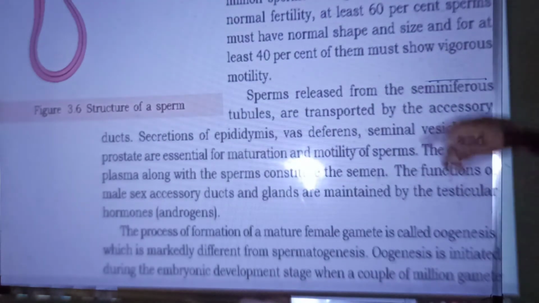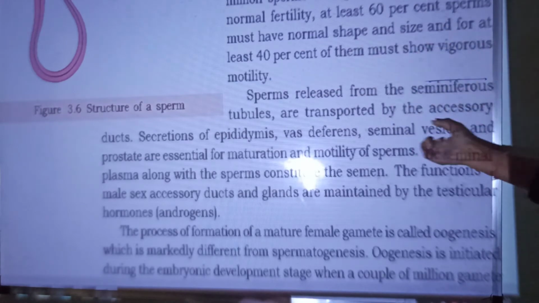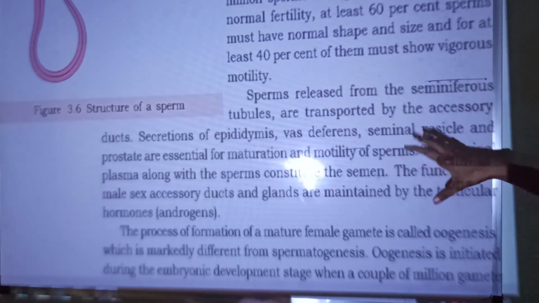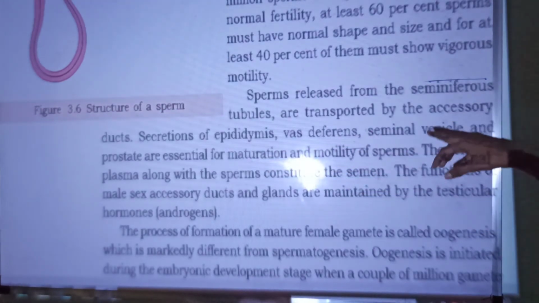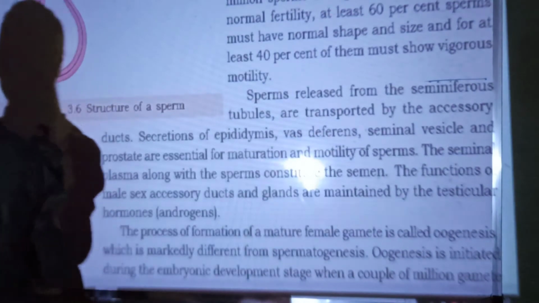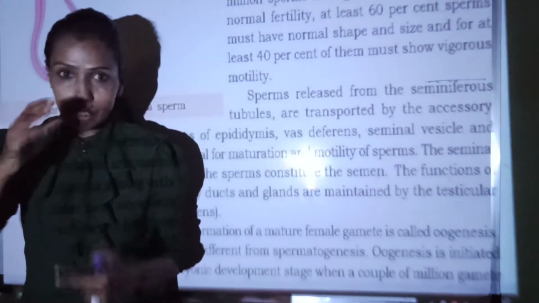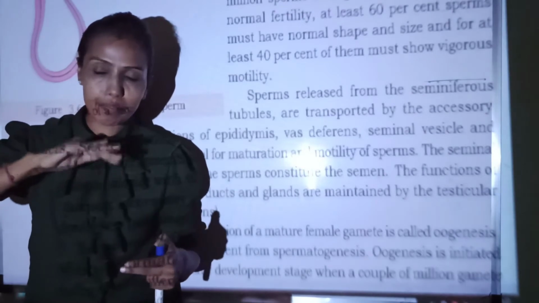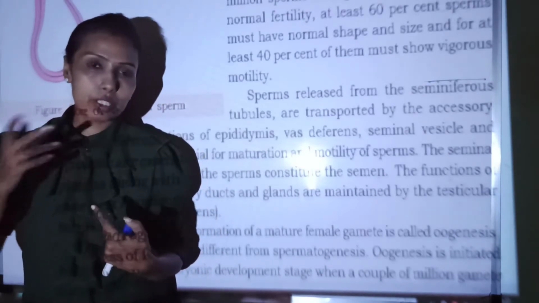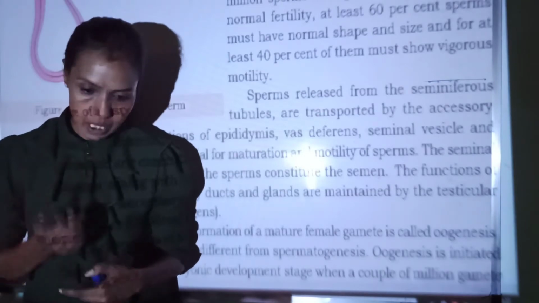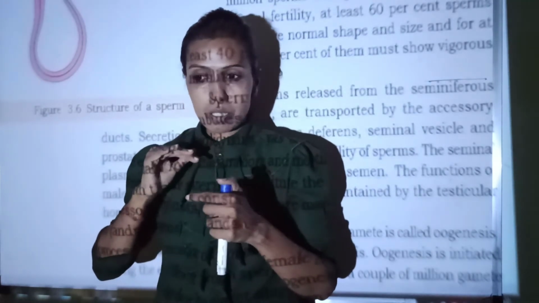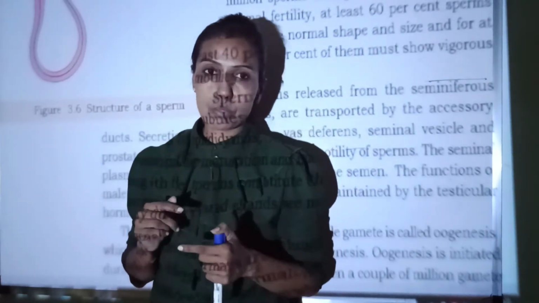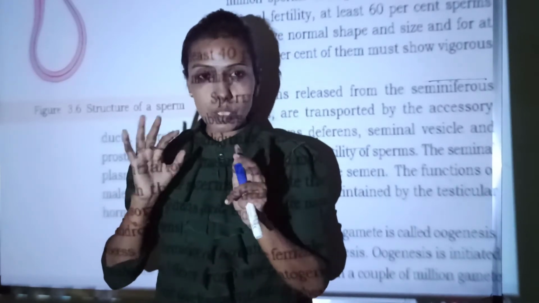So the sperms are carried through the seminiferous tubule and transported by the accessory ducts. Secretions of the epididymis, vas deferens, seminal vesicle, and prostate are essential for maturation and motility of sperms. In the seminiferous tubule, the sperms go through various morphological stages, a metamorphosis, and this is where their formation takes place.